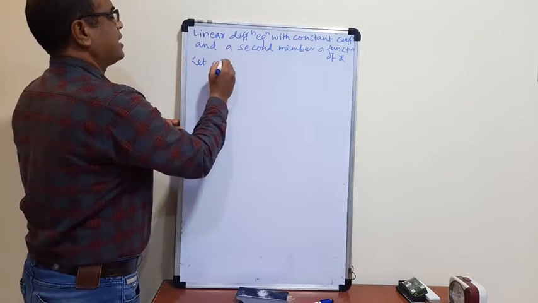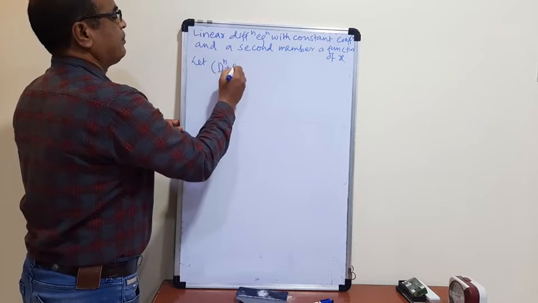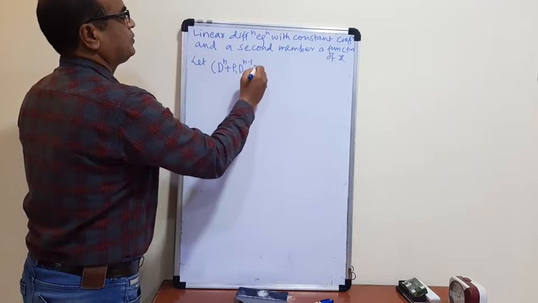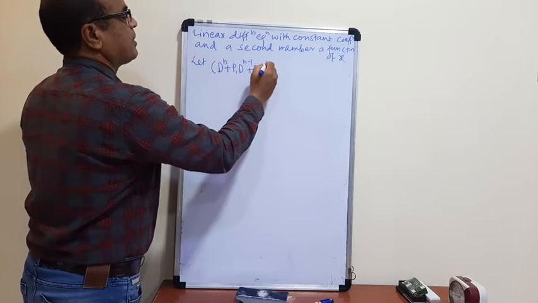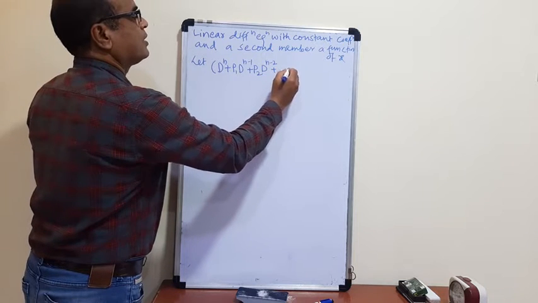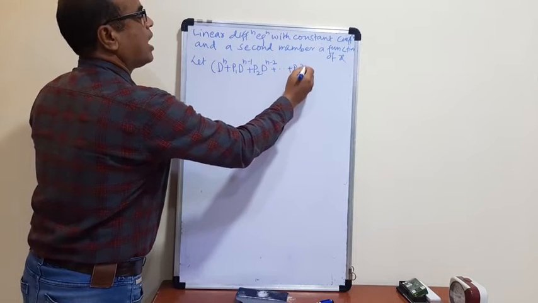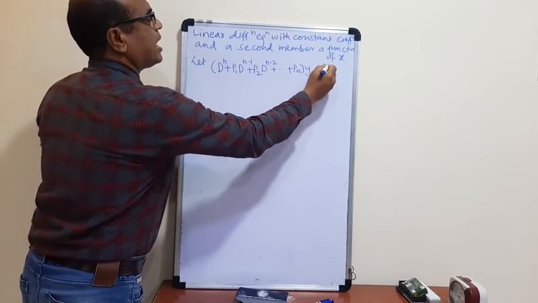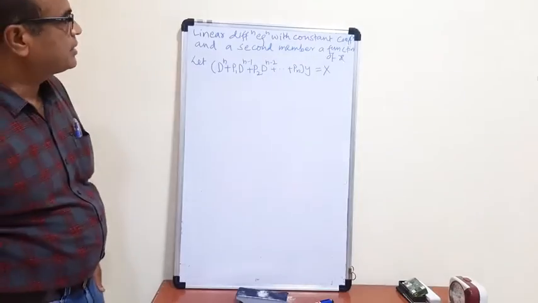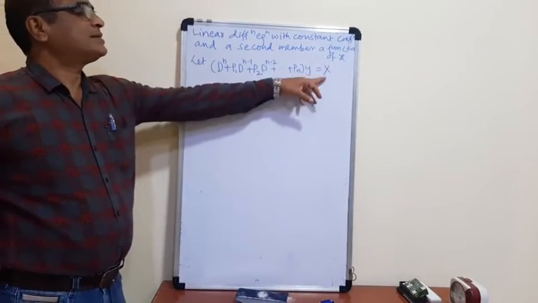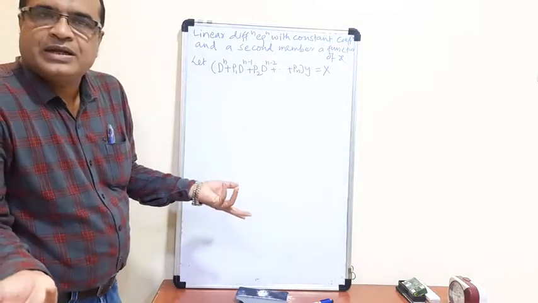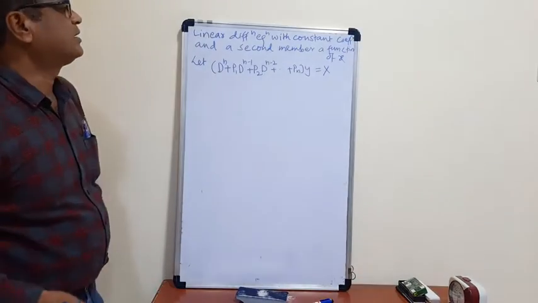D raised to n plus p1 D raised to n minus 1 plus p2 D raised to n minus 2, and so on, plus pn y is equal to X. So this is a linear differential equation. What is X? Capital X, the right hand side, is a function of x only, or a constant.